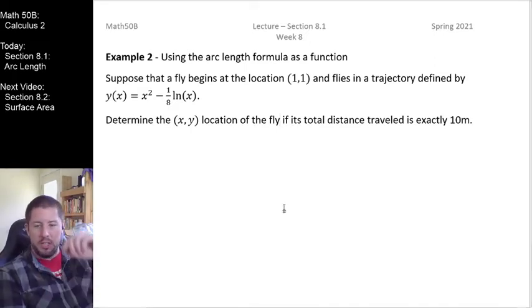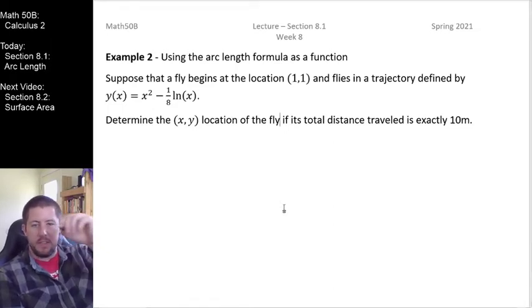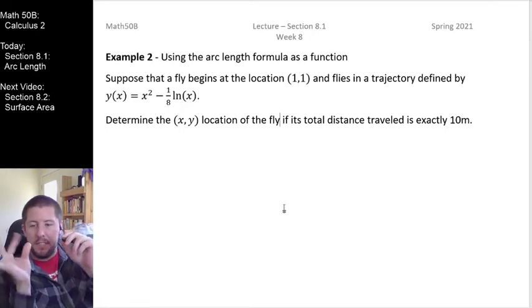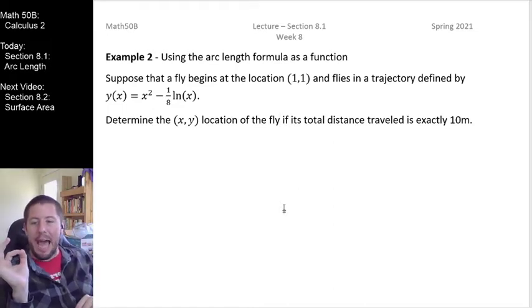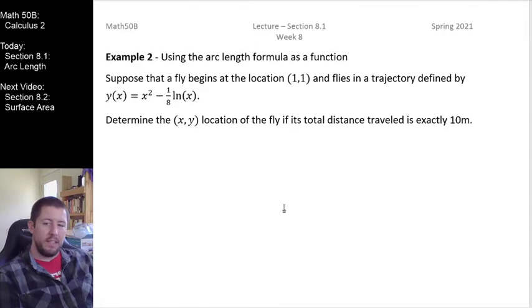Again, we're picturing a fly traversing in space right here. And my question is, where will the fly be? If it starts right here and it's following some loopy curve out there, where will it be once it has traveled exactly 10 meters? That's the question that we're asking. So we know the arc length is 10 meters.